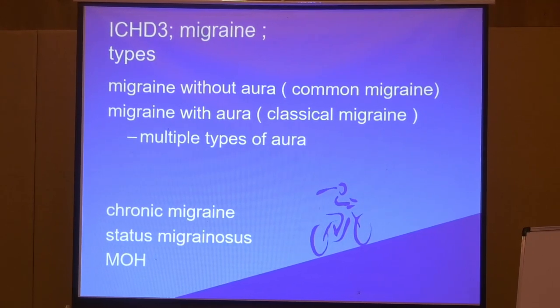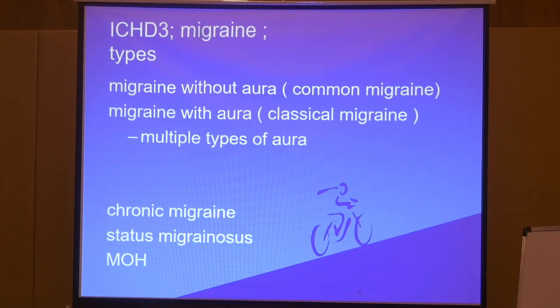There are three terms, if you are dealing with headaches, you should also know. One is the chronic migraine. Second is status migrainosus, and third is MOH. MOH is medication overuse headaches. I think so, you know, the treatment and the approach of MOH, the medication overuse headache, becomes quite different from that common migraine. I will delve into that in detail further.